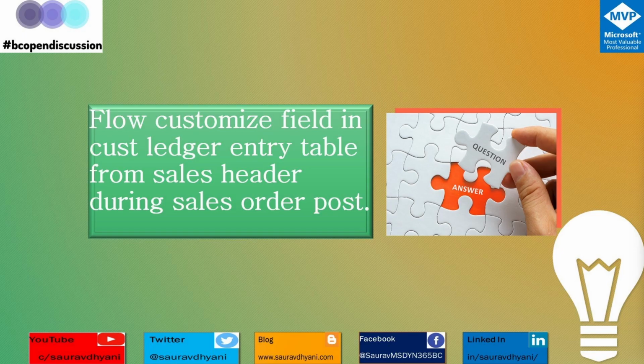I would like to understand how you take the value of a field from, let's say, the sales header table to the customer ledger entry during sales order post. When you ask people who have worked with NAV/Business Central, for them it's a pretty common thing. But for a new resource, it can be a tricky situation to understand the business logic.